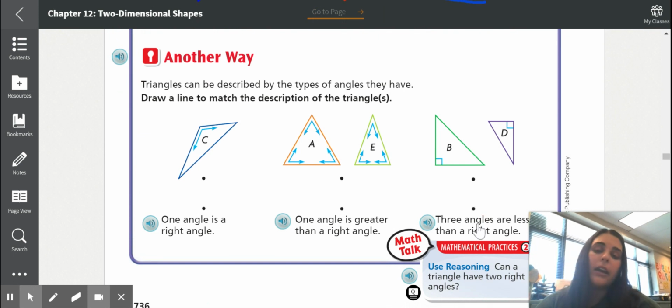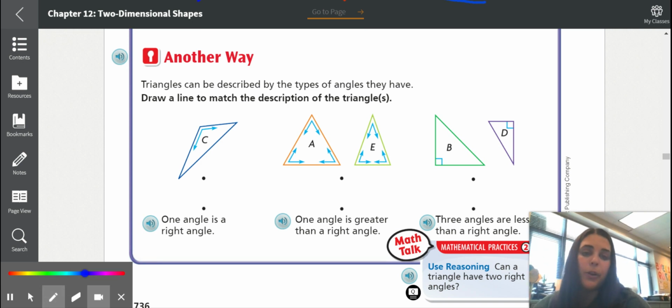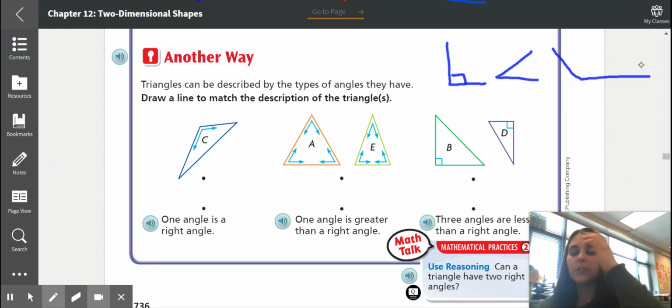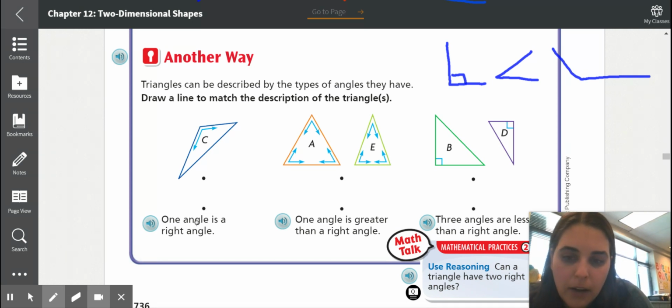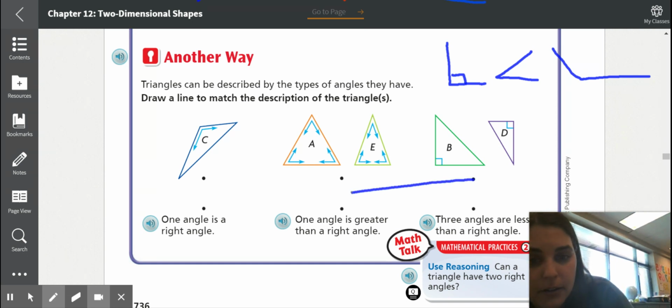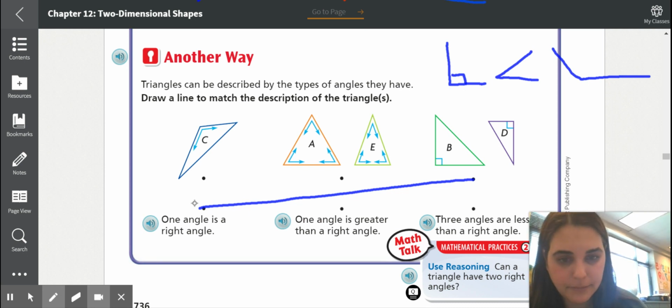Another way is to talk about their angles. Like we just reviewed, we have right angles, less than, greater than. When two sides come together, they create an angle. So let's look at this first one. One angle is a right angle. Do you see any triangles here that have right angles? If you're saying B and D, you're correct. So some triangles can have one right angle. Let's look at the next one. One angle is greater than a right angle.